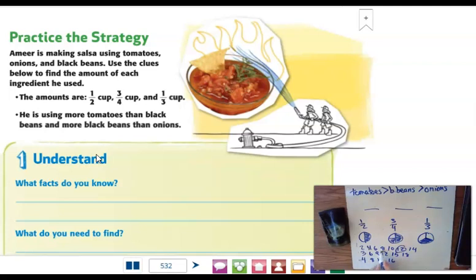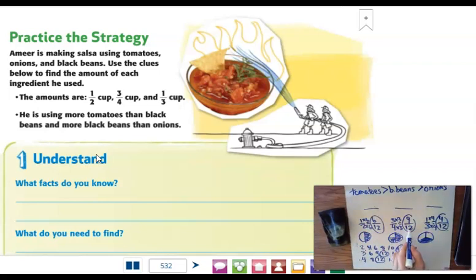And I can see that 12 is the least common multiple of 2, 3, and 4, so I'm going to change all these denominators to equivalent fractions with denominator 12. 2 times 6 gives me 12. 1 times 6 gives me 6. 4 times 3 gives me 12. 3 times 3 gives me 9. 3 times 4 gives me 12. 1 times 4 gives me 4. So now I can see 6/12, 9/12, and 4/12.